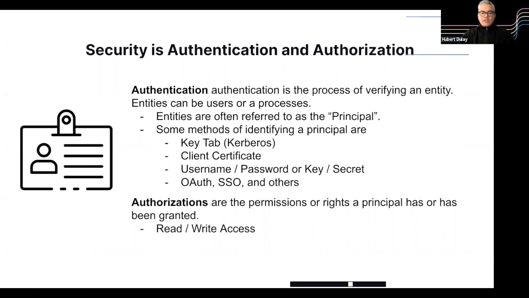There are client certificates, so you can give a certificate to a user or a principal, and you could use that to validate that person's identity. There's the old tried and not so true username and password, same thing as keys and secrets. You have a username and a password and you use those credentials. Those are not as secure, but there are other newer, more advanced methods of identifying a principal: OAuth, SSO. I think there are a few others that are not as well known, but yeah, there's a lot of ways to do it.